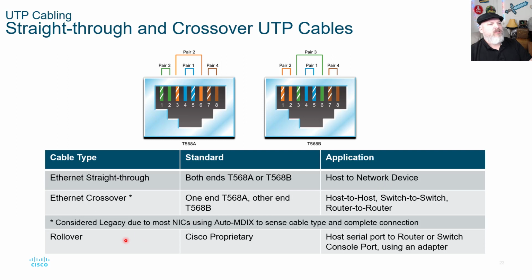And a rollover, which is really legacy now because most devices that we're using use auto MDIX, and we'll talk about that in a future slide. That's a rollover. That's just where you have one side and then you roll all of the cables over, but they're very rarely used anymore. It's Cisco proprietary, but it was to connect a host serial port to a router or switch console port using an adapter. Most that you're going to see today are either a straight-through or a crossover. And you don't really need crossovers much anymore either because MDIX takes care of that.